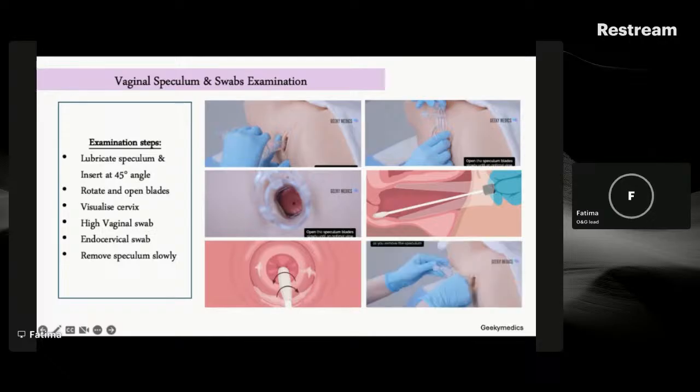So with your non-dominant hand, you hold the blades of the speculum whilst you loosen the locking nut, which is here. Yeah, this is the locking nut. With your non-dominant hand, this then ensures the blades do not snap shut when the locking nut is loosened. You gently remove the speculum while slowly closing the blades, and you inspect the walls of the vagina.